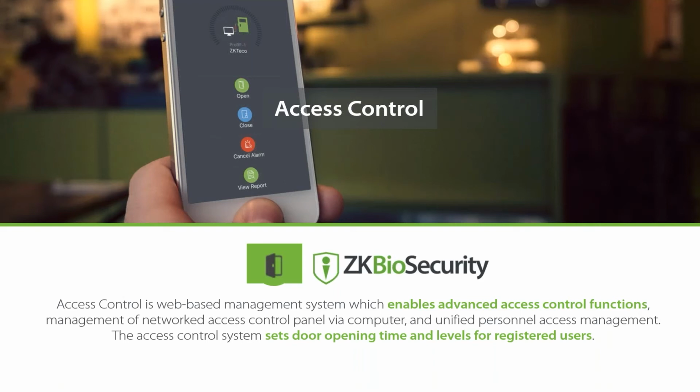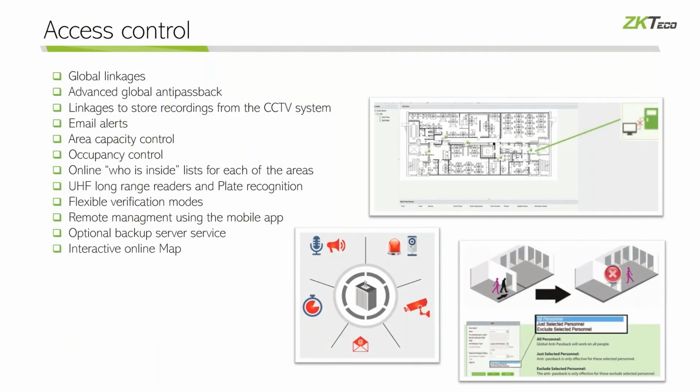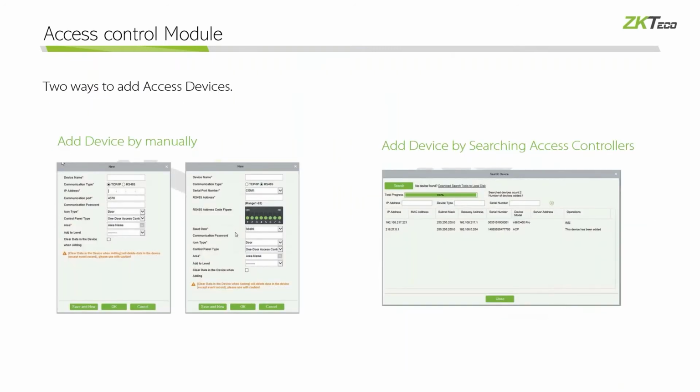Access control is a web managed system which enables access control functions, of course. Store opening times, levels for registered access. These are the options that are allowed in the access control module. There are two ways to add a device: add device manually, or add device by searching. I prefer this mode 100% of the time, because this way I am sure that the device is configured correctly. Now I will show you the process to add a device.